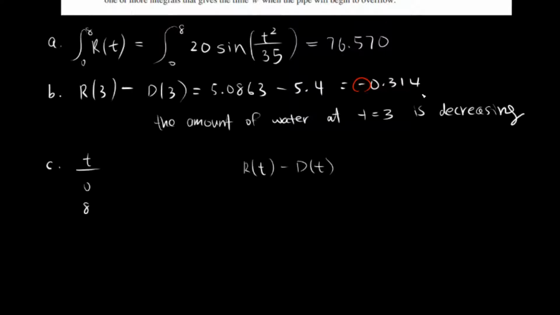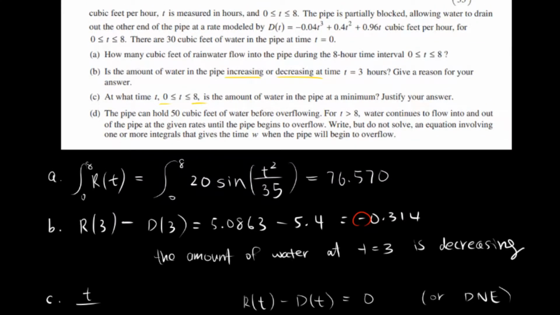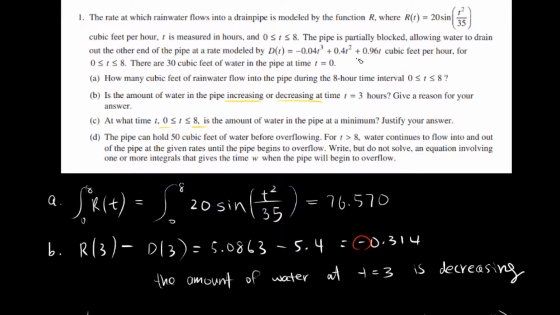So like we used in the previous problem, if we subtract d of t from r of t, that shows us our instantaneous net change at a particular point. So let's set this expression equal to 0 or does not exist. Now a quick glance at these functions shows that there's no place where they don't exist, because this is a cubic polynomial and r of t is a sinusoidal graph.